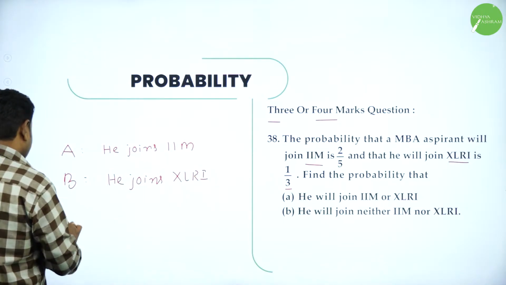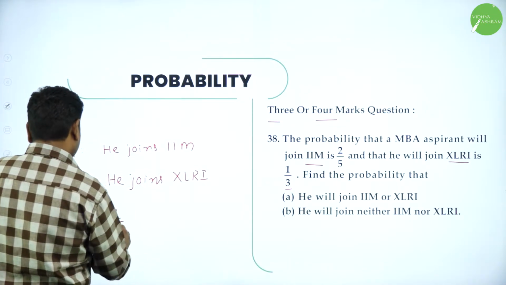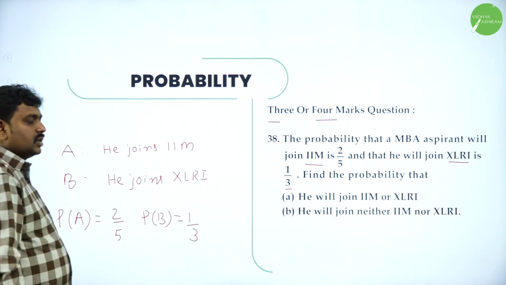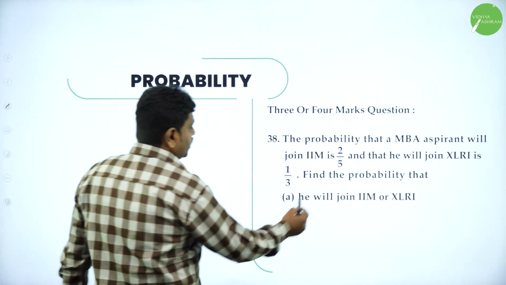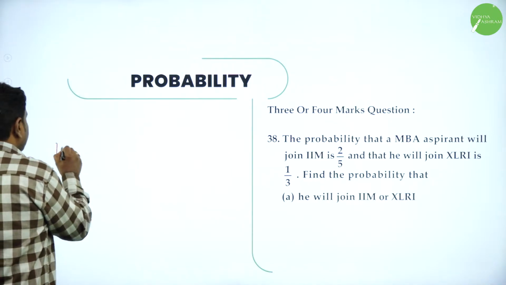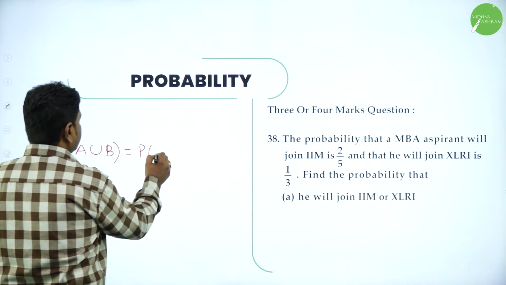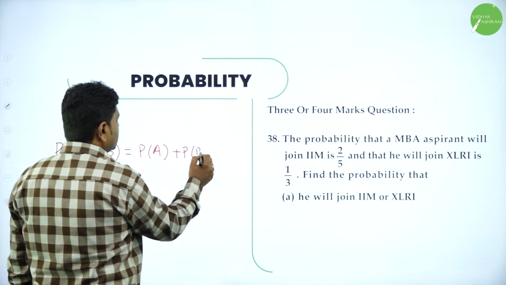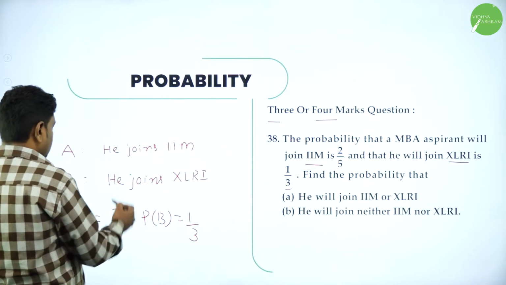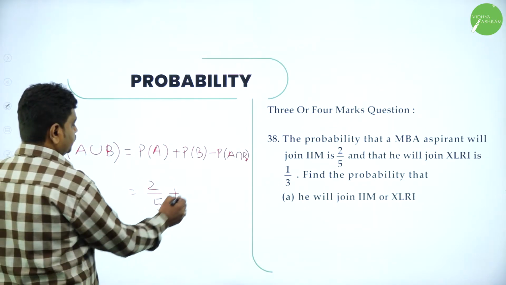Now, what is given? P of A, the probability that he will join IIM, is 2 by 5. P of B is 1 by 3. That's all that is given. Now they want the first one: find the probability that he will join IIM or XLRI. So they want P of A union B, which is P of A plus P of B minus P of A intersection B. See, P of A they gave, 2 by 5. P of B also they gave, 1 by 3.